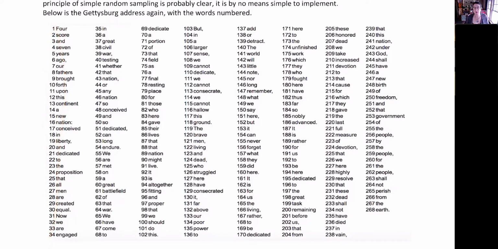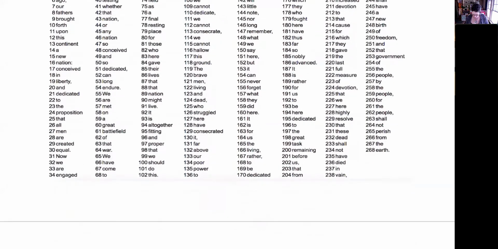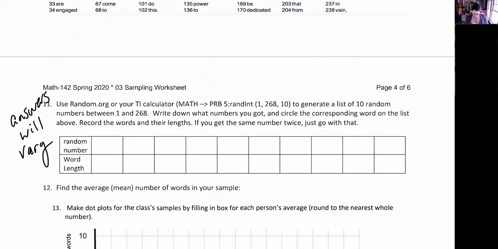And this is a really common method of finding a simple random sample. You could do this with assigning people numbers, assigning object numbers, like I've done here, words, every word has a number. And so what I'm going to do is we're going to use our graphing calculator or use random.org. Okay. And we're going to pick 10 random numbers. So I'll show you how to use the graphing calculator and the random.org.